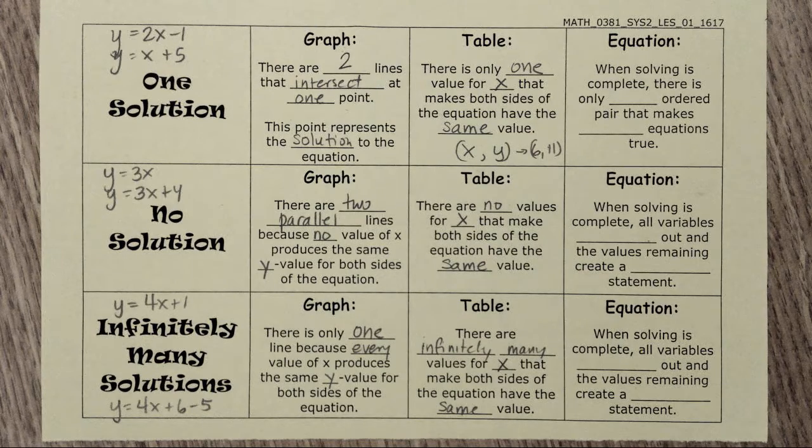Infinitely many solutions, we have one line. It looks like only one line graphs because they're basically the same equation graphing on top of each other. There are infinitely many values for x. That means every row in the table is going to have the same y1 and y2 because it doesn't matter what you put in for x, you're going to get the same y value out of each of these equations.